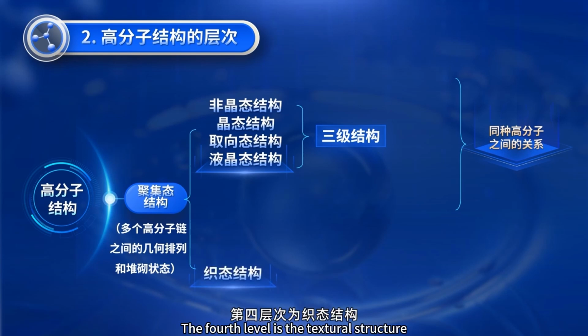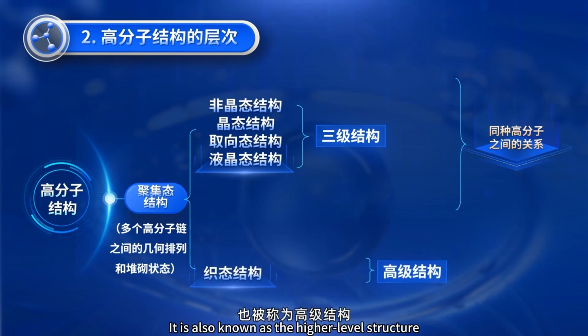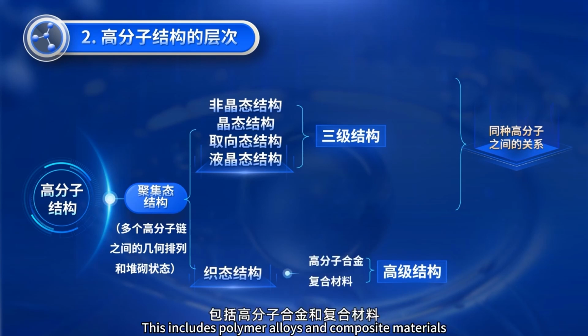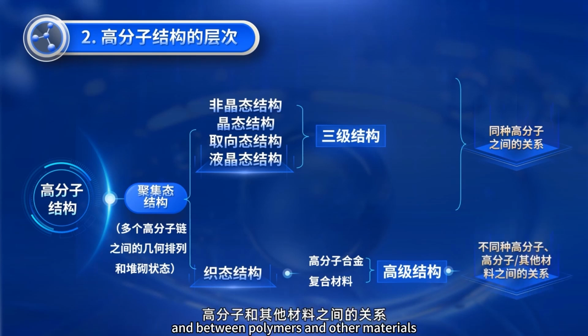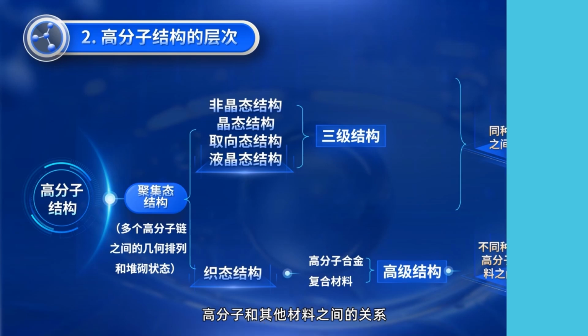The fourth level is the textural structure. It is also known as the higher level structure. This includes polymer alloys and composite materials. It studies the relationships between different types of polymers and between polymers and other materials.